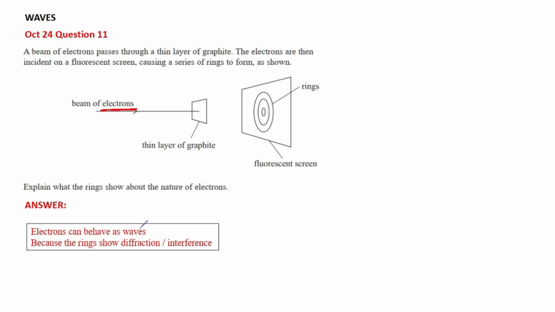Since electrons are behaving like waves, they must also have a wavelength, and the wavelength is called the de Broglie wavelength. The equation for de Broglie wavelength is lambda equals h by p, or if you break down p, lambda equals h by mv. Every time you come across this term de Broglie wavelength, just recall this equation. This will be very useful.